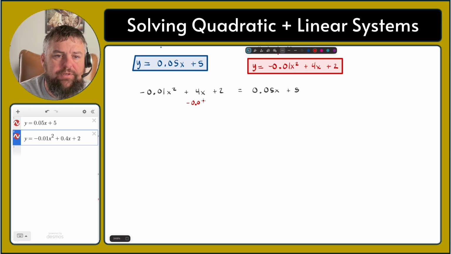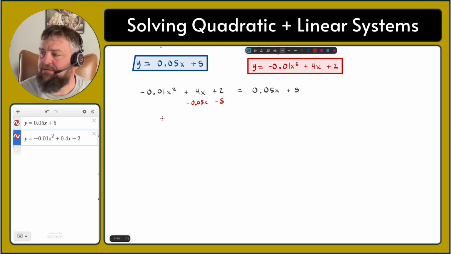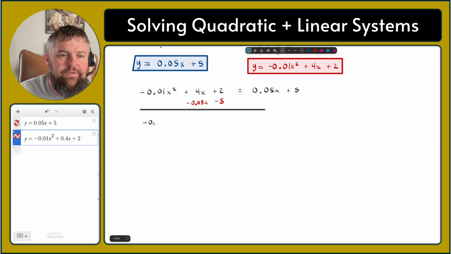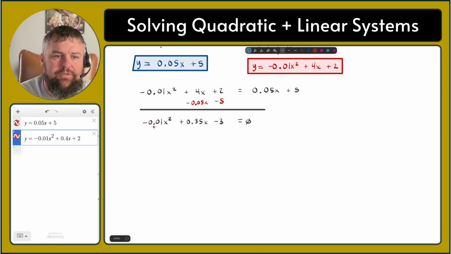So it's minus 0.05 x, and we're going to subtract 5 from the 2. So we're not touching the negative 0.01 x squared. So that's going to manipulate this equation. It's going to change it to be negative 0.01 x squared plus 0.35x minus 3 equals 0. Okay, so here's my a.